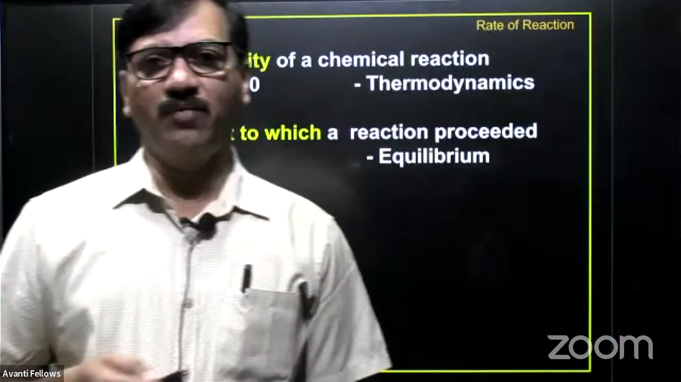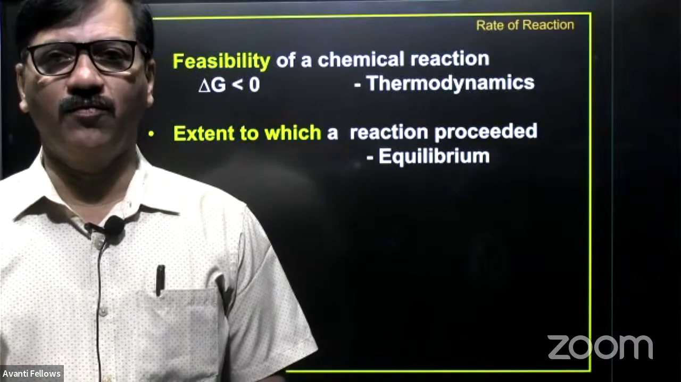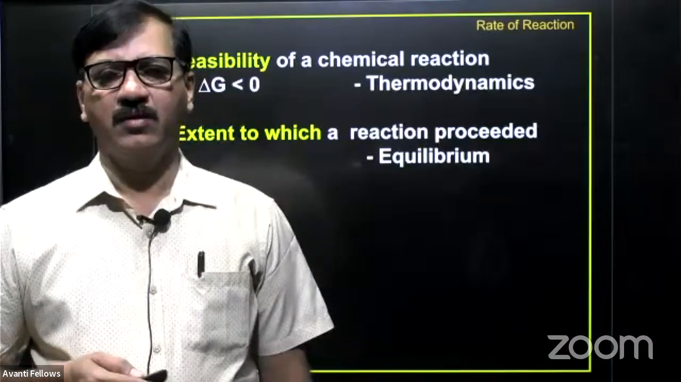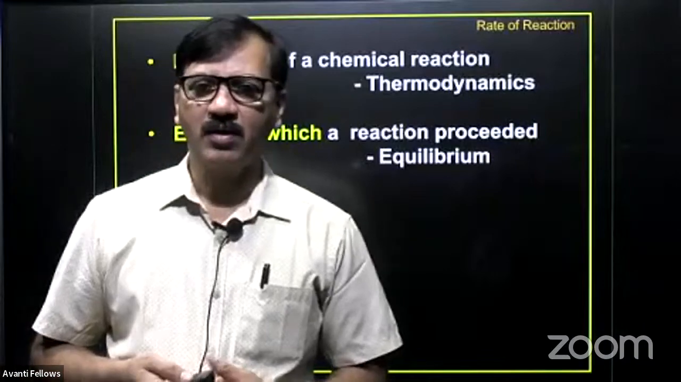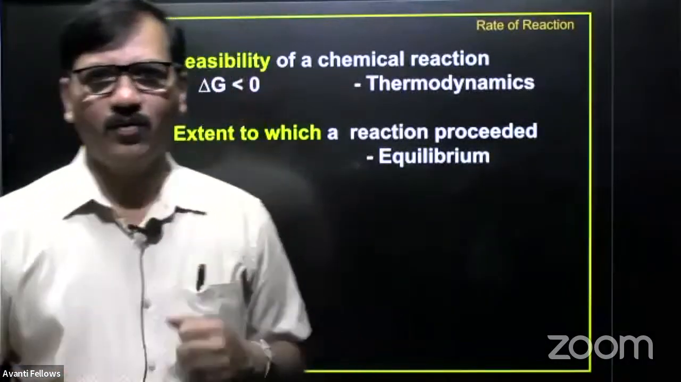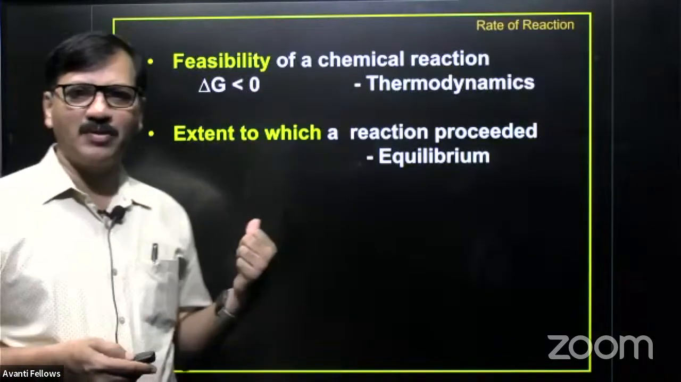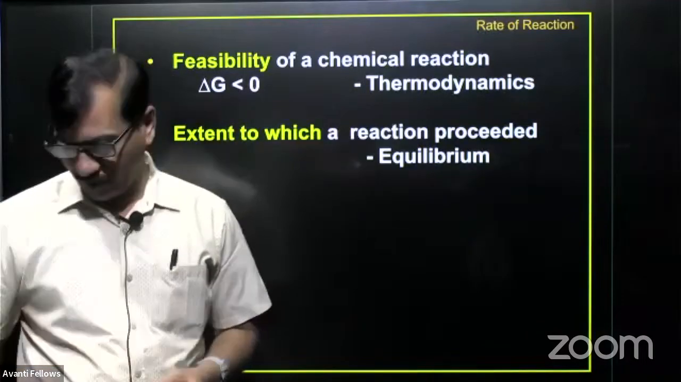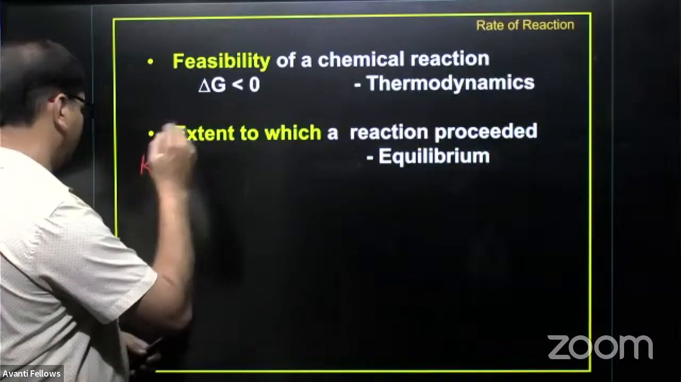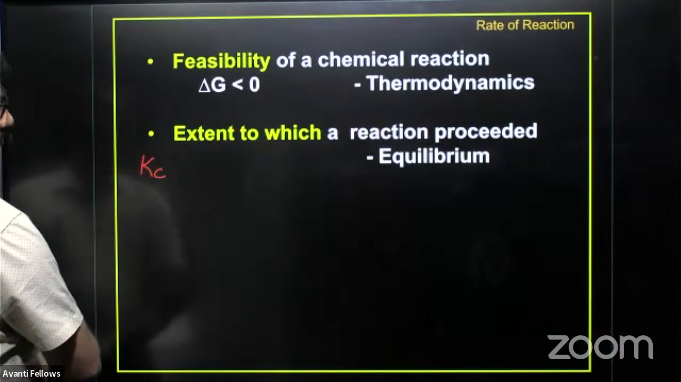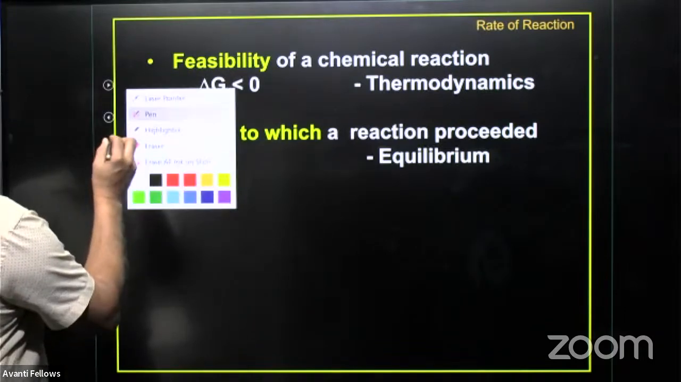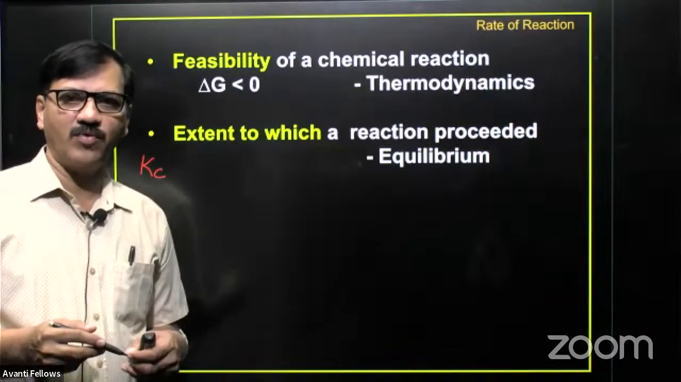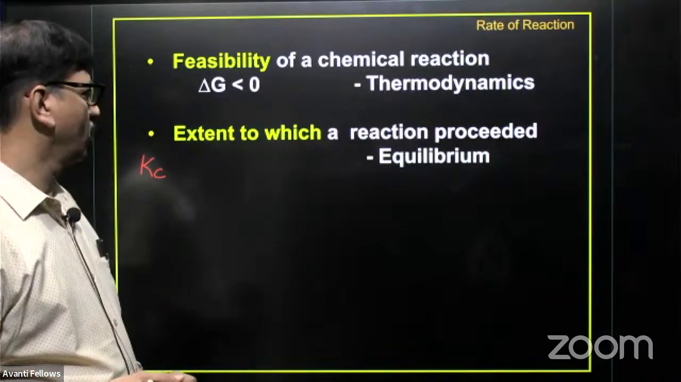Now, another important thing is the extent to which the reaction proceeds. Extent of the reaction does not mean that the reaction will complete 100%. Many reactions do not go to completion. So the extent to which the reaction occurs is determined by the equilibrium constant, right? So equilibrium is another chapter. By knowing the Kc value, the equilibrium constant value, we are able to determine that.